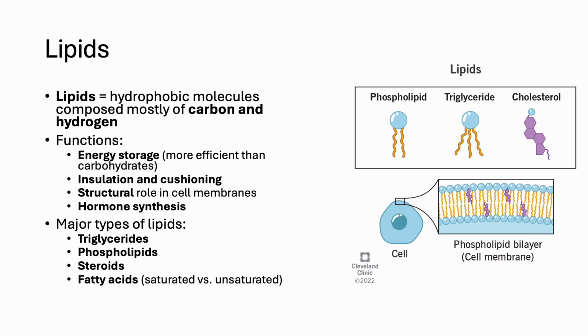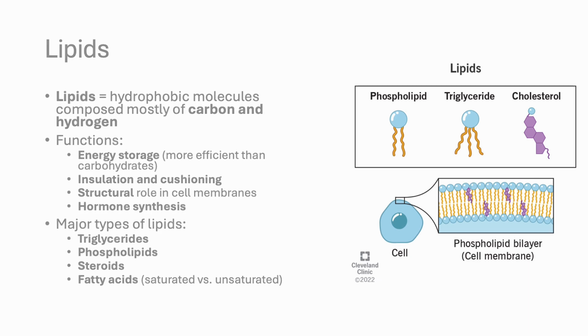Phospholipids form the bilayer of every cell membrane, helping regulate what enters and leaves the cell. Steroids like cholesterol and sex hormones are lipids with a ring structure involved in signaling and membrane fluidity. Fatty acids can be saturated or unsaturated, which determines the physical properties of the fats. Lipids also cushion organs and provide insulation, especially in the skin and around vital structures.